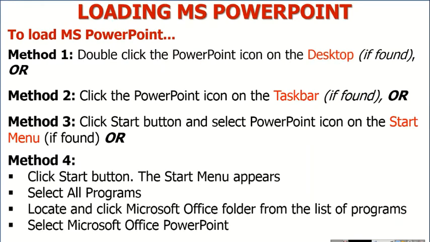Method 4. If the PowerPoint icon is not placed on the desktop or the taskbar or the start menu, then you perform the steps in method 4. You click the start button, the start menu appears, you select all programs, locate and click the Microsoft Office folder from the list of programs. Then you select Microsoft Office PowerPoint. Now, any of these methods will work depending on where your PowerPoint icon is found or placed.